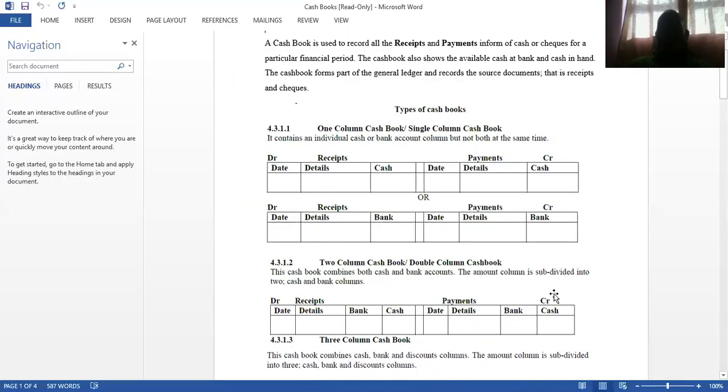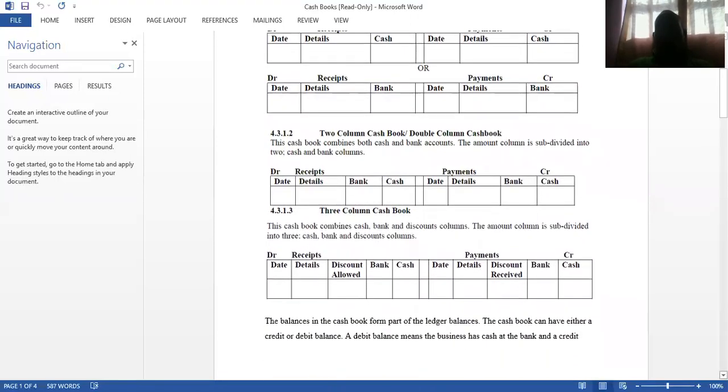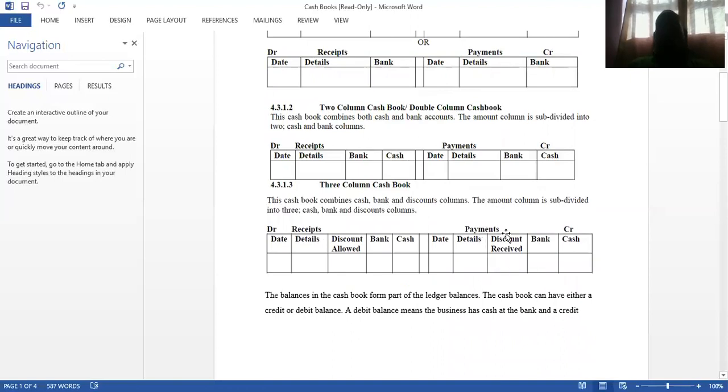The same case here. With the two column cash book, instead of having them two separately prepared, they can be combined, so that on the receipt side, we have the cash and the bank being combined here. Instead of having cash separately and bank column separately, they both appear here. On the payment side, instead of having them in separate accounts, they both appear here. So when they are combined together, they qualify to be called the two column cash book or the double column cash book. When we go to the third type of cash book, which is the three column cash book, we introduce the column for the discounts.